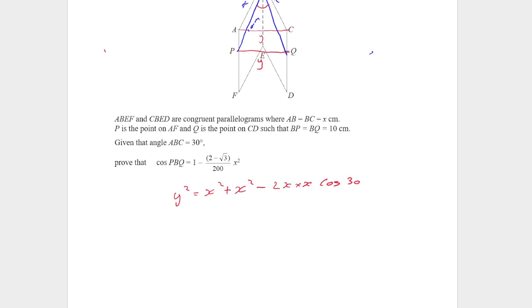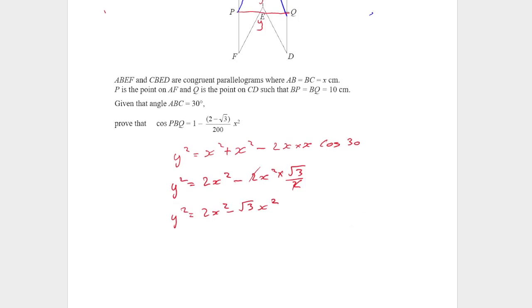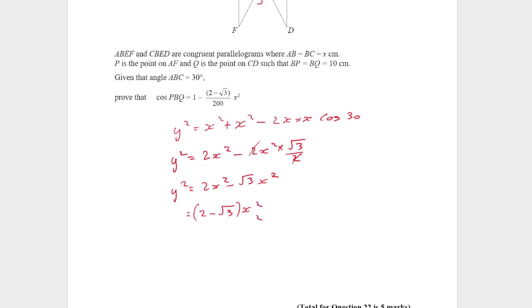So let's tidy this up a little bit. So y squared is going to be equal to 2x squared minus 2x squared times root 3 over 2. So y squared is going to be equal to 2x squared minus root 3 x squared. So we could take x squared out as a common factor here. So (2 minus root 3) x squared. Right, I'm going to leave it at that point for now.